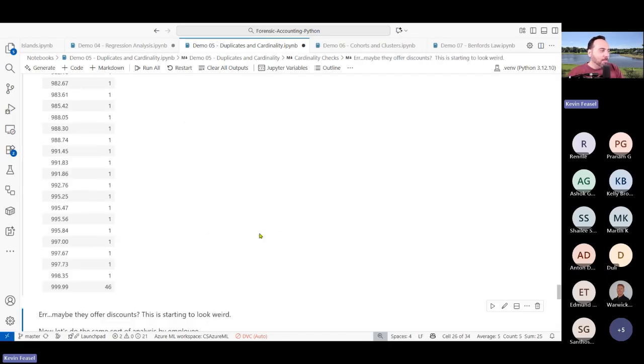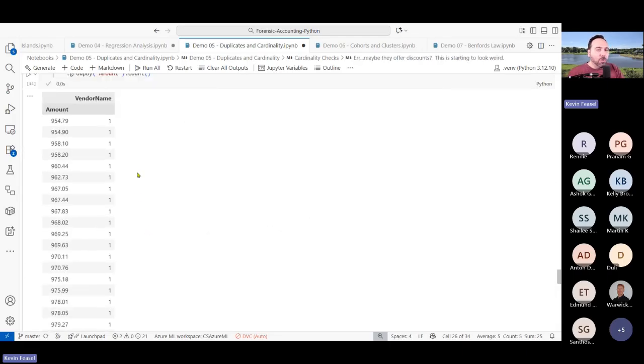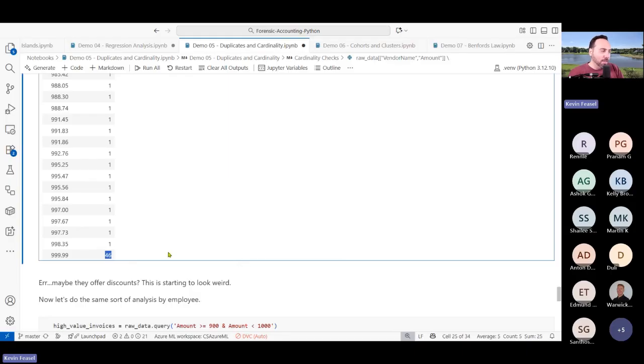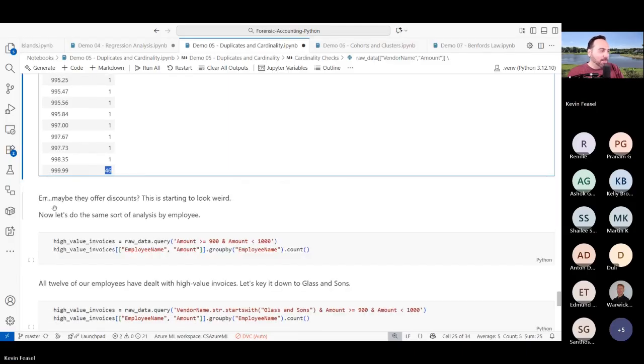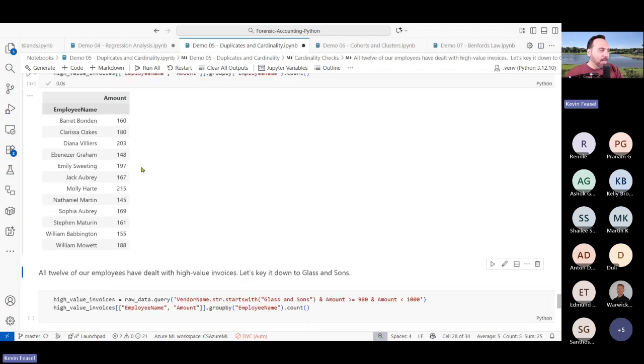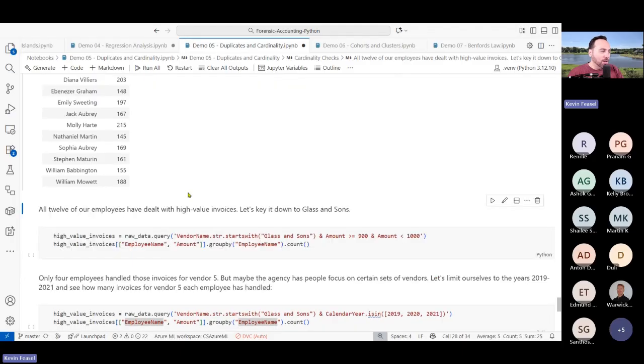If I look at amounts, this is kind of grouping that, where earlier I just showed you the list and it was like, oh, there's a lot of these. It turns out there are 46 of them. So let's look at this by employee. Who among our employees is consistently seeing between $900 and $1,000? And the answer is everybody. We have a nice split here. So let's key it down.